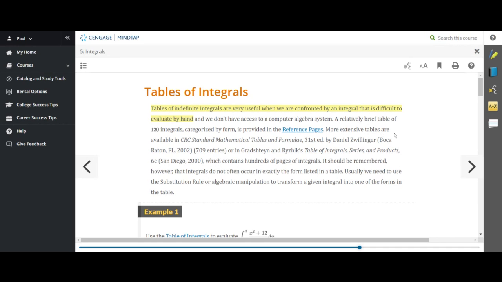Now, in section 5.8, we are going to use a table to help us find antiderivatives, to help us find the answers for indefinite integrals. Engineers would be able to refer to tables like this, and so you should have practice.